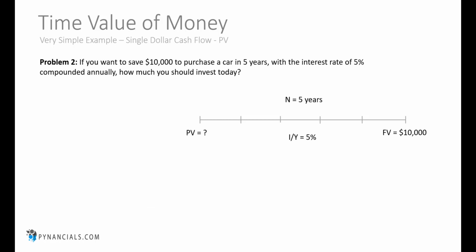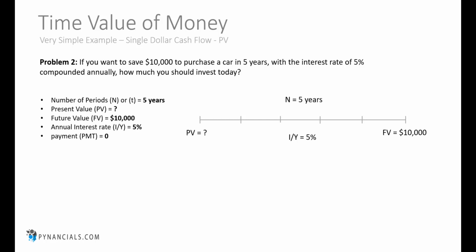If you want to save $10,000 to purchase a car in 5 years with an interest rate of 5% compounded annually, how much should you invest today? As always, we have to extract information from the question and assign them to our variables. So the question gave us 5 years as the number of periods, and you want to save up $10,000 in 5 years, so we know that is not in the present time, and that's why you should assign $10,000 to future value. The given interest rate is 5% and the PMT is 0.